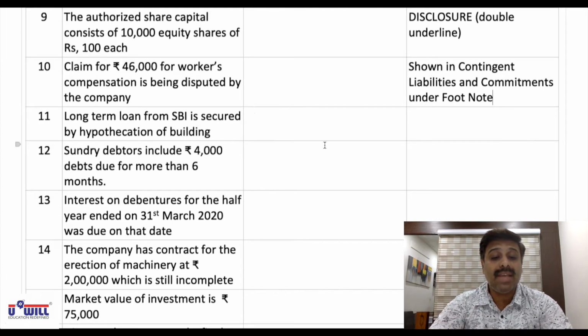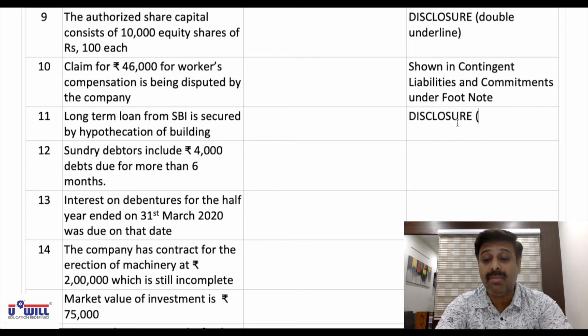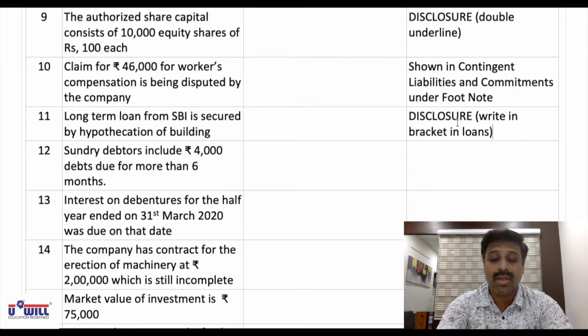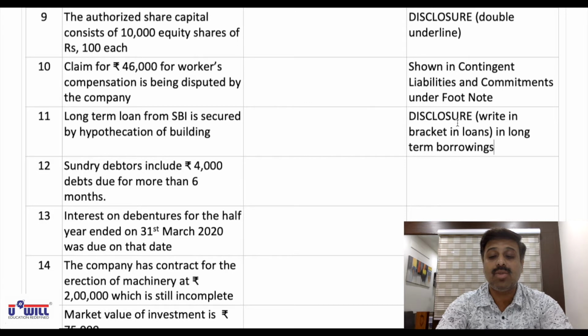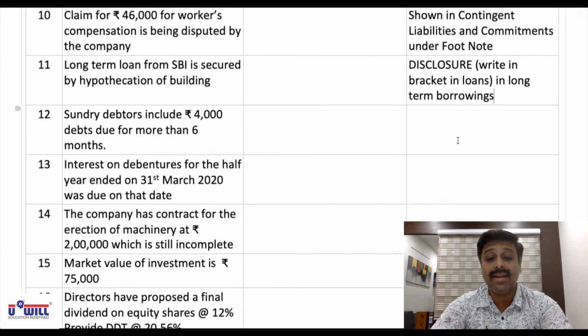Long-term loan from SBI is secured by hypothecation of building will again be a disclosure. Disclosure means we will write this information in bracket in loans, in long-term borrowings. We have to show this disclosure and write this extra information in bracket.